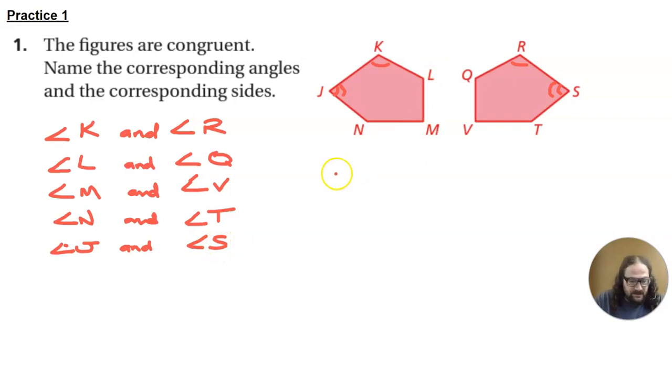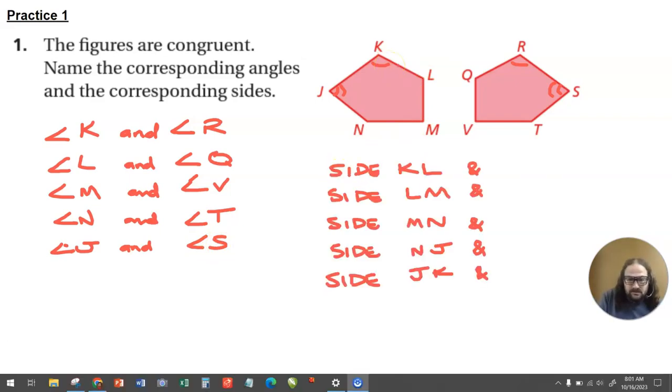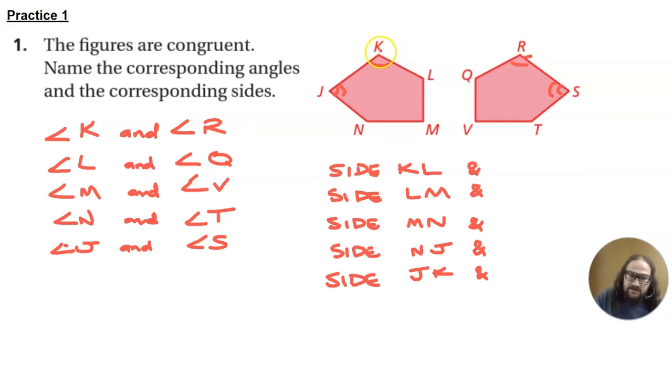Now the side lengths. So side KL corresponds to side RQ. And you have to start at the same point. You notice how angle K corresponds to angle R? So if we start and say K to L, we'd have to go from R to Q. So this is KL, you're going from K to L. That corresponds to RQ because that's like going from R to Q. So side KL and side RQ correspond.